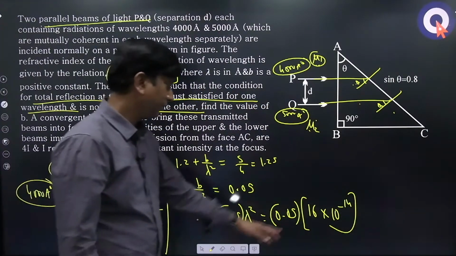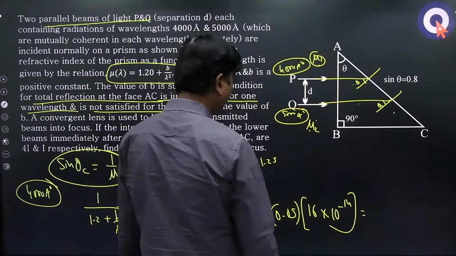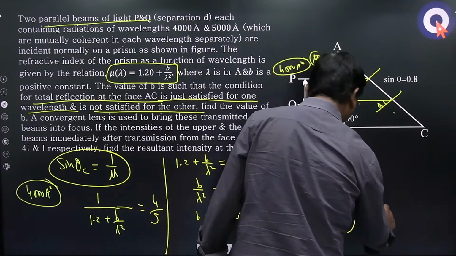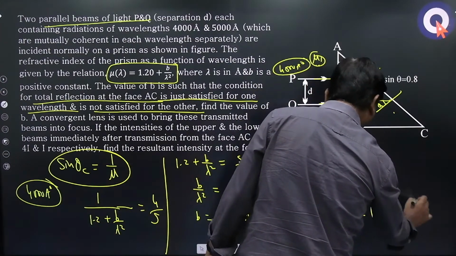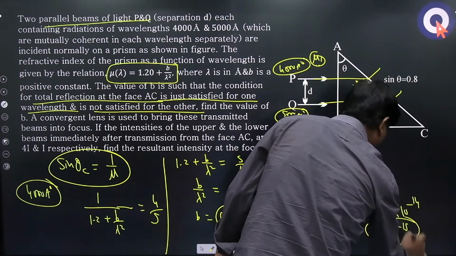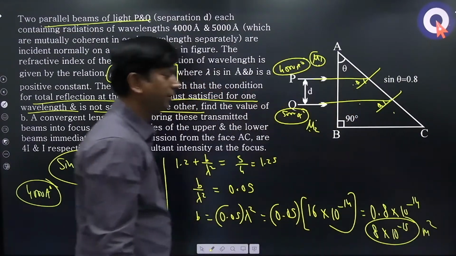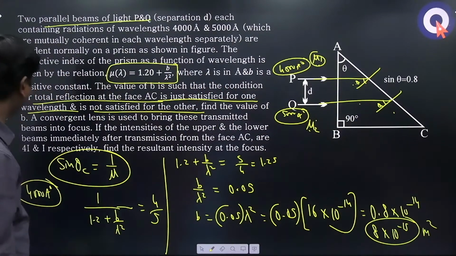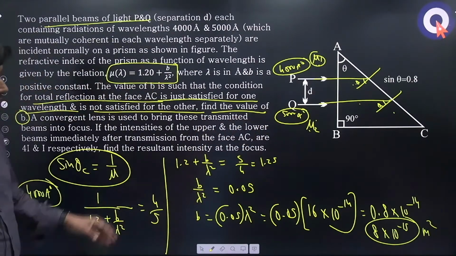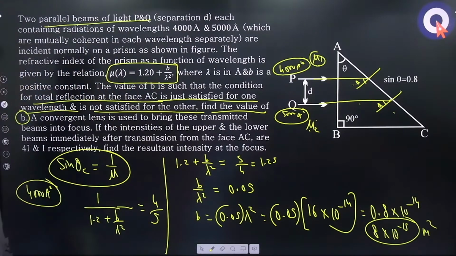That comes out to be 16 into 0.05 is 0.8, 10 power minus 14, which will give us 8 into 10 power minus 15, and that is in meter square. This is the value of B. First bit, so they are asking the value of B, correct? Value of B is nothing but 8 into 10 power minus 15 meter square. That is the value of B, right?